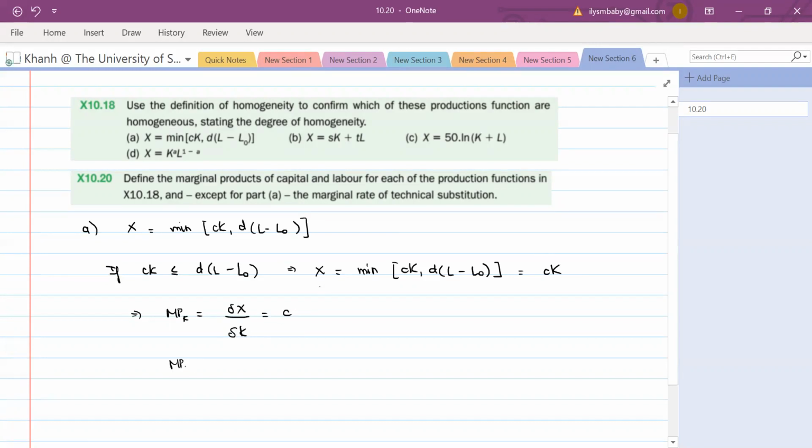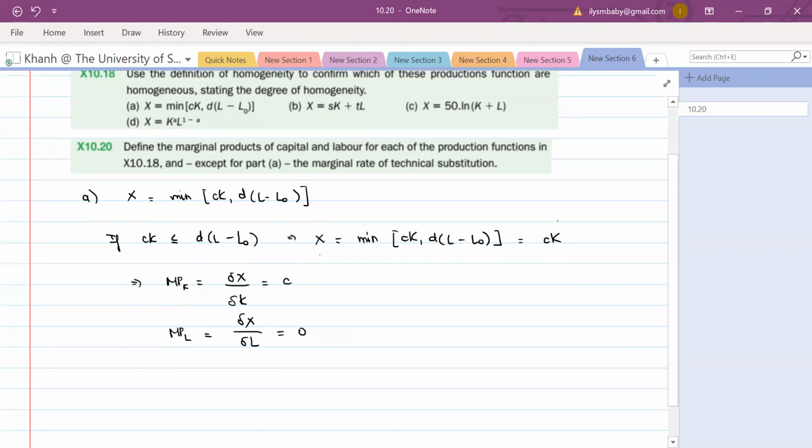If you differentiate this with respect to K, you get C. And the marginal product of labor is where you differentiate the production function with respect to L. In this case, as you can see, there isn't any L in the production function. So if you differentiate with respect to L, you get 0. CK is just being treated as a constant when you differentiate with respect to L, and if you differentiate a constant, you get 0. All right, so that is the first case.